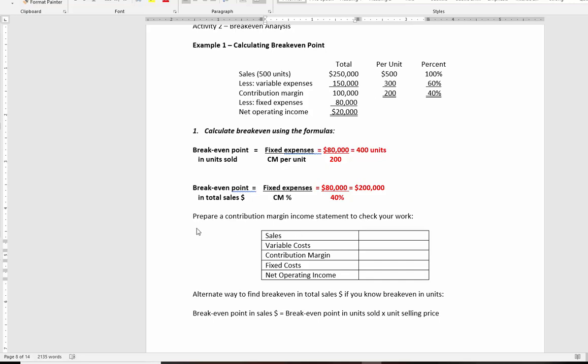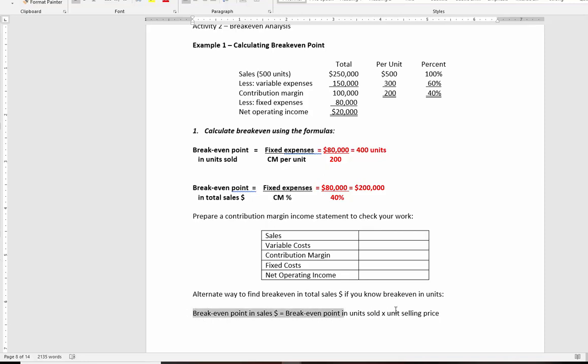So the next thing they're asking us to do here is to prepare a contribution margin income statement to check your work. So what we're saying is if we sell 400 units, or if we have sales of $200,000, that we should have net operating income of 0. All right, so now we're going to double check that. Okay, before we start, I'm going to actually sneak down here.